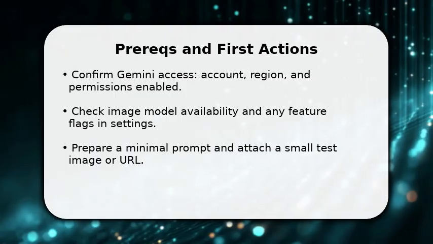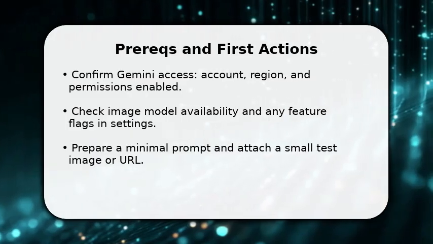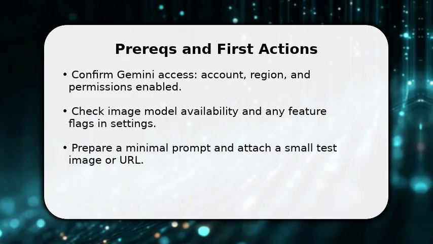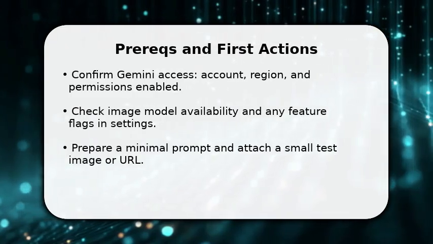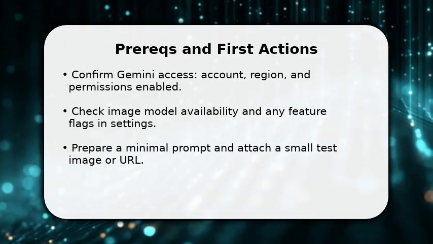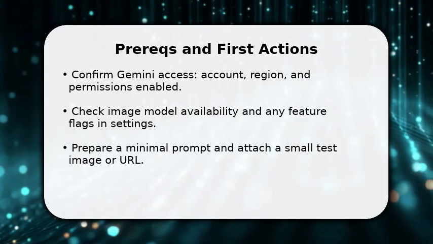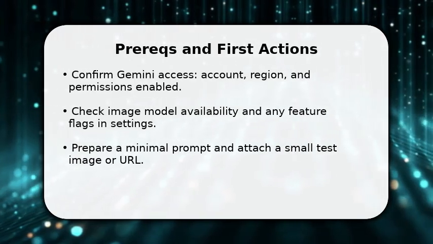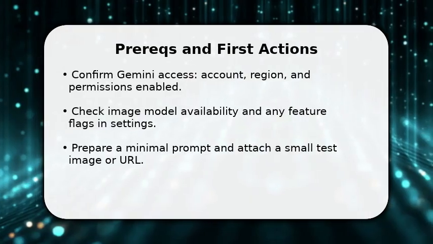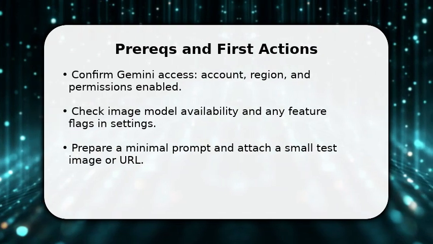You start by confirming the essentials. Your account has Gemini image creation enabled, and your region supports the model. Once done, verify permissions and any feature flags in the app or API console so you don't hit a silent block. Next, craft a minimal, explicit prompt and include a small test image or a direct URL to avoid upload parsing errors. This first action isolates variables quickly so you can tell whether the platform, prompt, or file is causing the failure.